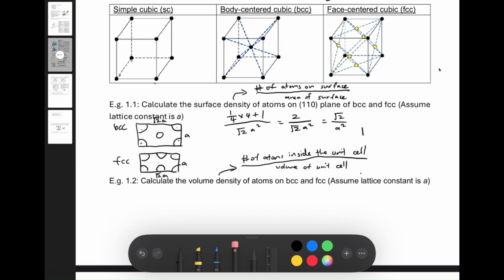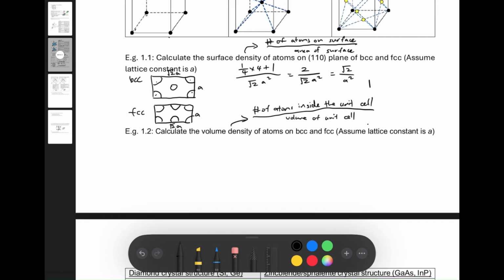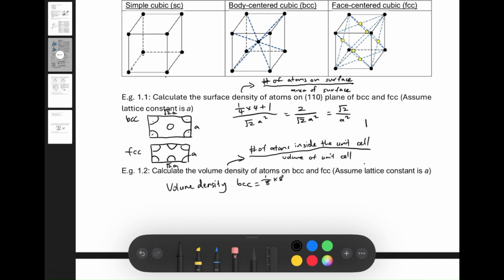So let's look at BCC first. For BCC, there are 8 corner atoms. If you imagine the unit cell, only 1/8 of the sphere of each of these atoms is enclosed inside the unit cell. So the volume density of BCC is equal to 1/8 times 8, because there are 8 corner atoms but only 1/8 of each is inside, then plus 1, because this atom is fully enclosed inside, over A cubed. So you get 2 over A cubed.